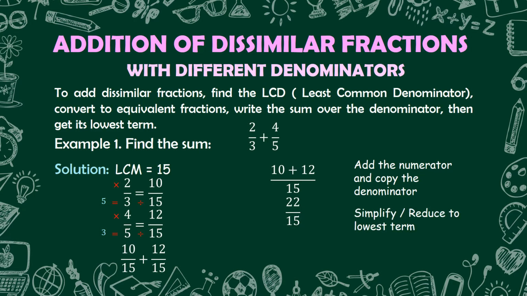Now simplify or reduce to lowest terms. Since we have an improper fraction, it will now be changed into a mixed number. So how many 15s are there in 22? That's right, we have 1. Then 15 times 1 is 15, so we will subtract 15 from 22. 22 minus 15 is equal to 7. Then just copy our denominator. We will have 1 and 7 over 15 as our final answer.